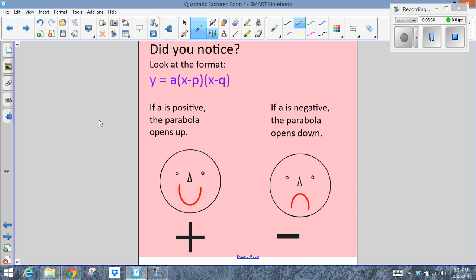Did you notice the format? So here's the format again. If my leading coefficient, or my a, was positive, that made a parabola that opens up. And if the leading coefficient is negative, it is a parabola that opens down. And that's pretty consistent with any form of quadratic that you have. But I thought that was cute. All right, that's it.